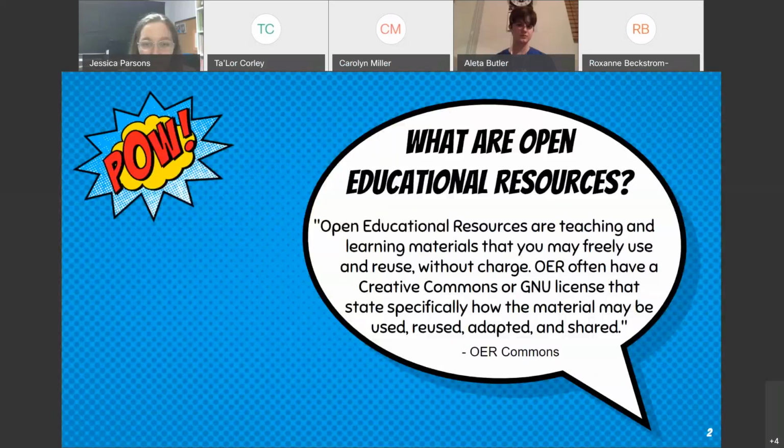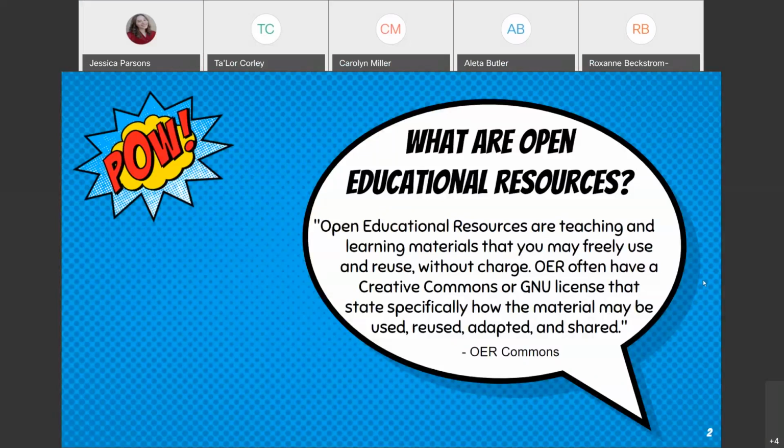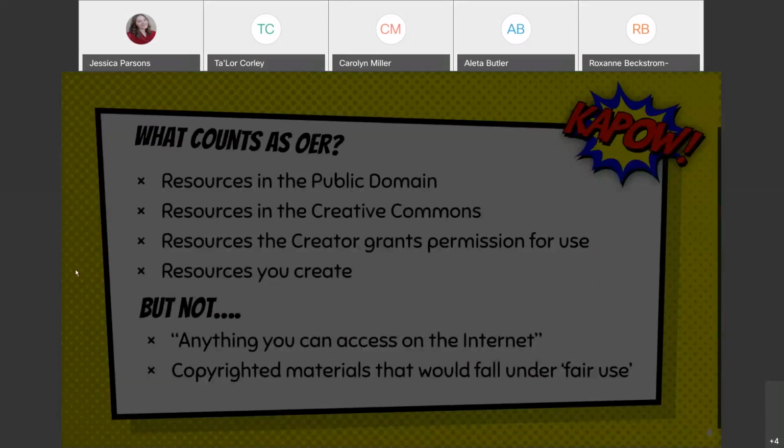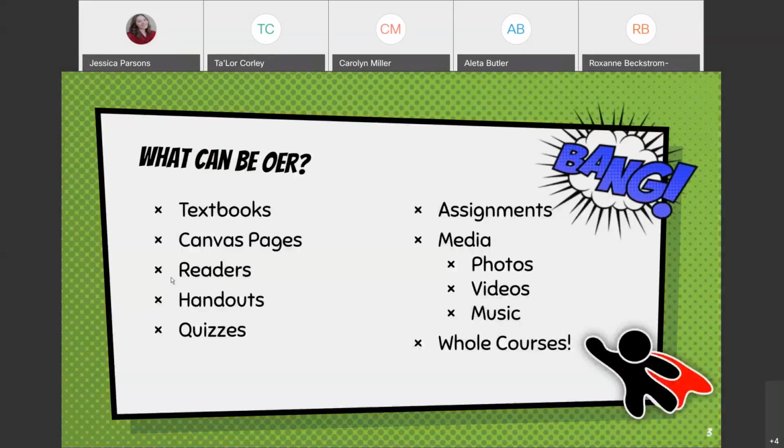Materials that you may freely use and reuse without charge. OER have a Creative Commons or GNU license that states specifically how the material may be used, reused, adapted, and shared. Creative Commons legally allows free use of content, as GNU licenses focus on the use of software coding and other works.